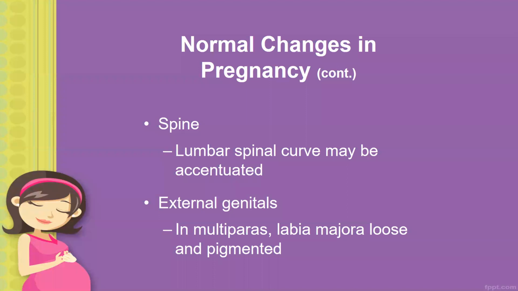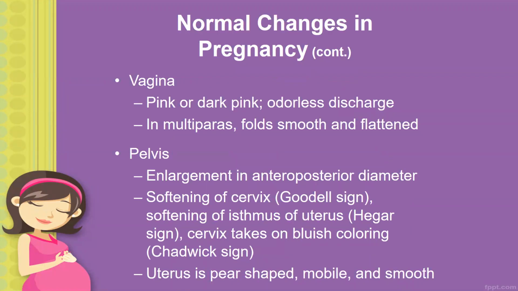You're going to notice more curvature to the spine to make up for the balance difference with the extra weight on one side. The vagina is usually pink or dark pink and odorless. A clear discharge may be present, and that is normal.